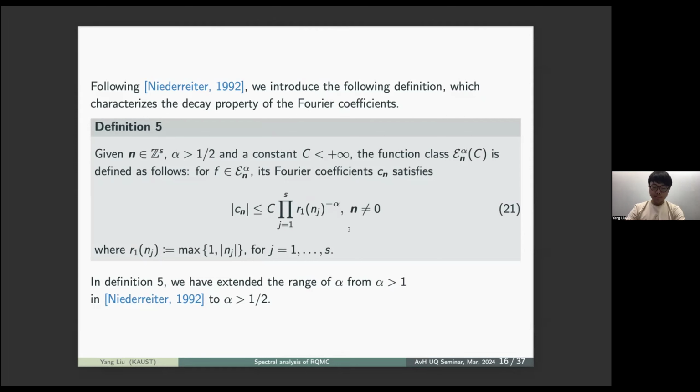He introduced this kind of function because Niederreiter uses this decay to derive the L1 convergence of the lattice rule. But in this work, we want to study the variance, so we can extend the range from alpha larger than 1 to alpha larger than 1/2, because then we square this coefficient, and we still satisfy the summability condition.